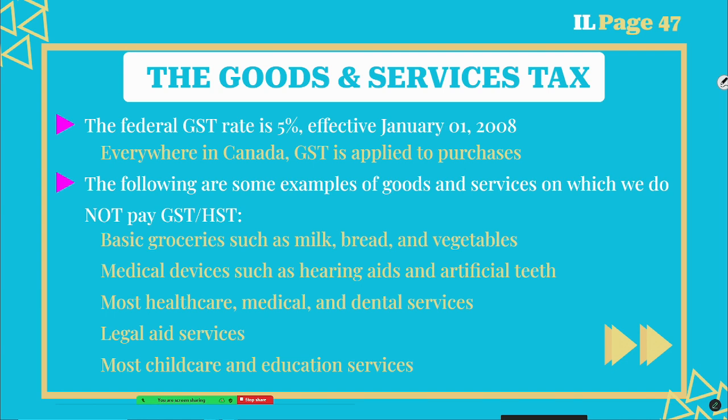However, there are some exemptions. The following items are just some examples of goods and services on which we do not pay GST or HST. That includes basic groceries, such as milk, bread, and vegetables. You cannot buy candy tax-free. There will be taxes on candy, but those basic necessity groceries, milk, bread, vegetables, you don't pay HST on. It's mainly the essentials, the things that you need.